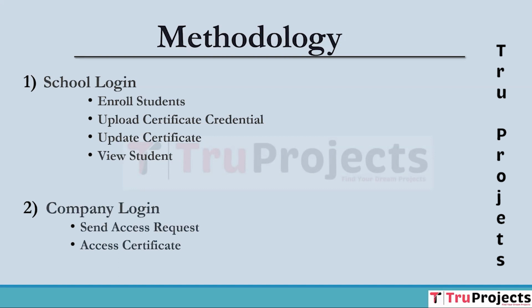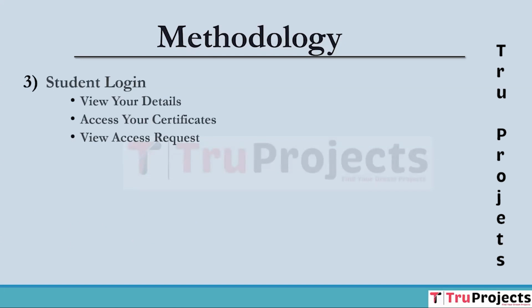The first one is Send Access Request. Companies log into the application and send access requests to specific students. These requests likely involve asking for permission to access the academic credentials of certain students. The next one is Access Certificate. After receiving permission from students, companies can access and view the academic certificates of the students who granted them access. This allows companies to verify their certificates.